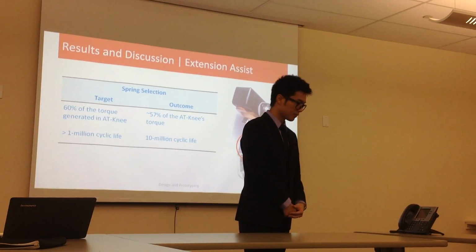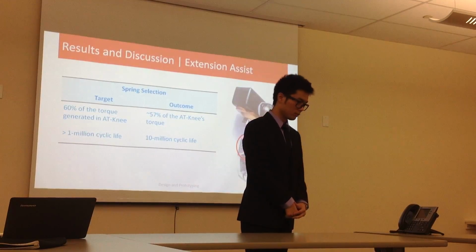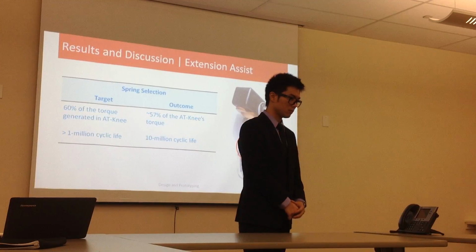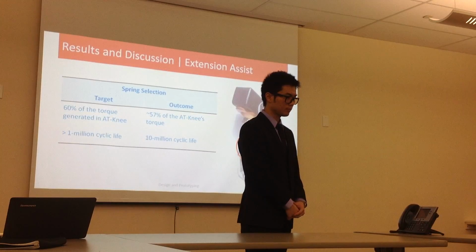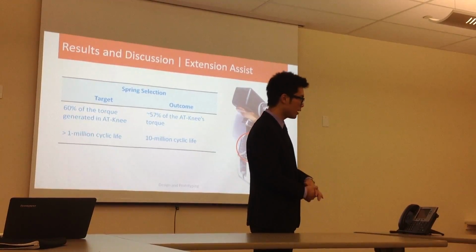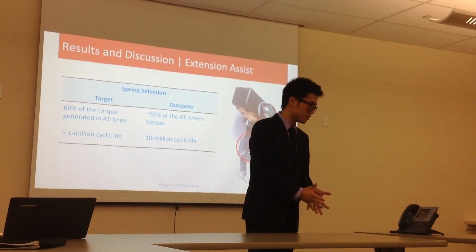So the analysis that you have, you had come up with this number, 60% of the torque generated in the AT, and that was your target. So clearly that target wasn't enough. Yeah. So my question is, what could you have done differently to get a different torque that would have been higher and would actually be sufficient in practice? Also, how would I establish the number that we want for sufficient extension assist?